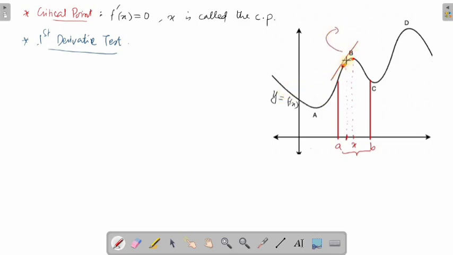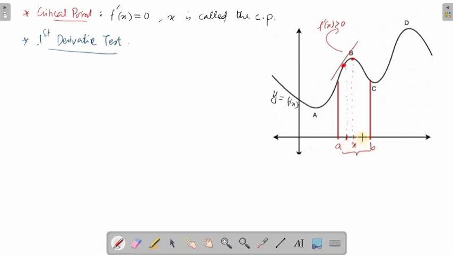Now you see this line, this tangent is making what kind of angle? It's making an angle which is less than 90. So whenever the angle is less than 90, the value of tan theta becomes positive, isn't it? That's why here the slope, f dash of x, is positive. To the left you have got a positive slope.